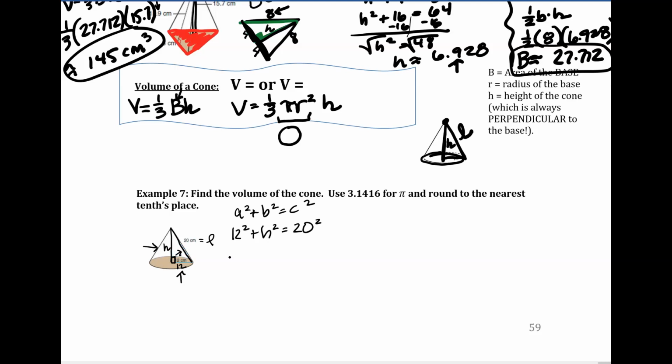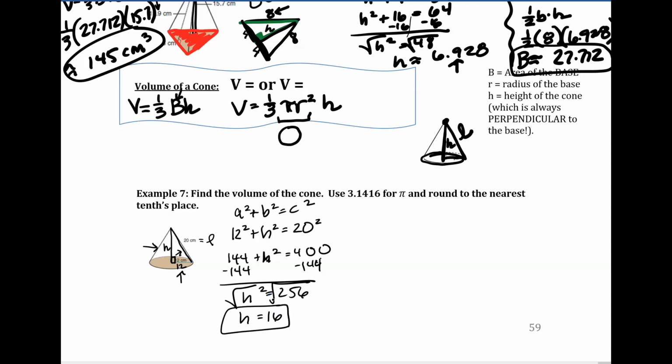So I'm just going to multiply that all out. So 144 plus h squared equals 400. Take away 144 from both sides. So I get h squared equals 256. Take the square root of both sides, and I'm left with h equals 16. So yay, we finally get a nice answer for a change when we do the Pythagorean theorem.